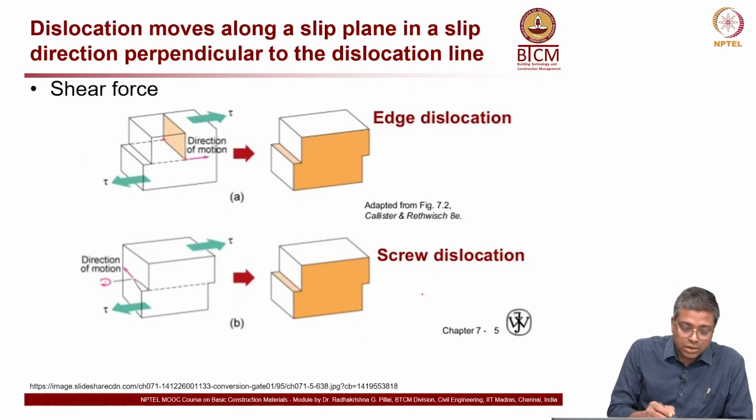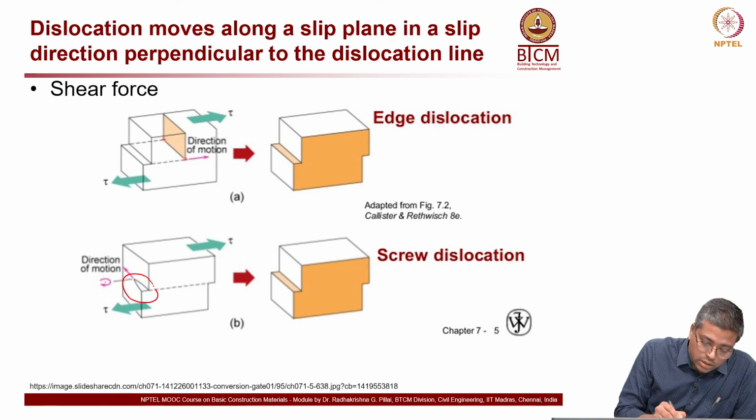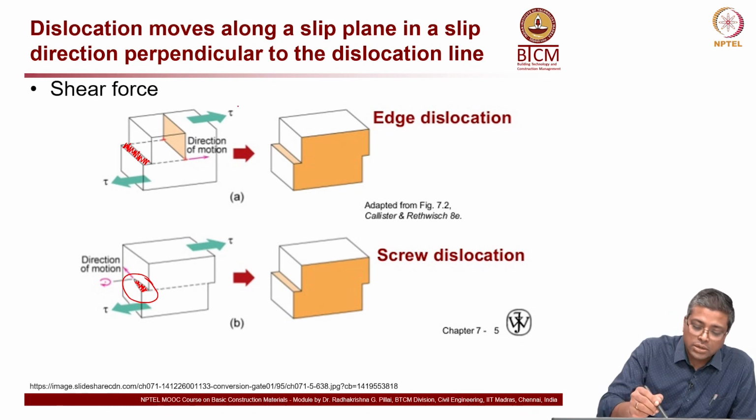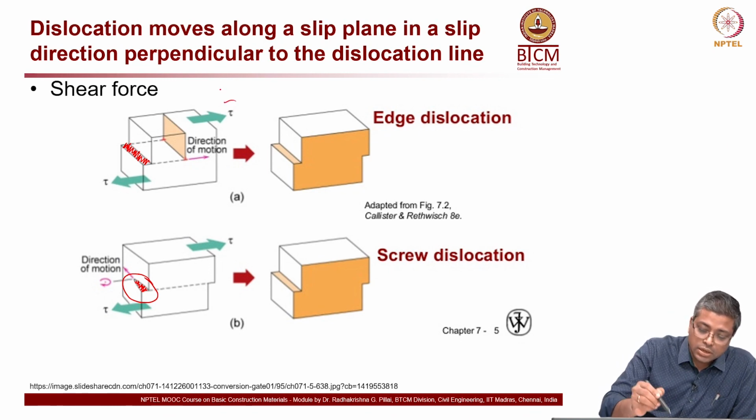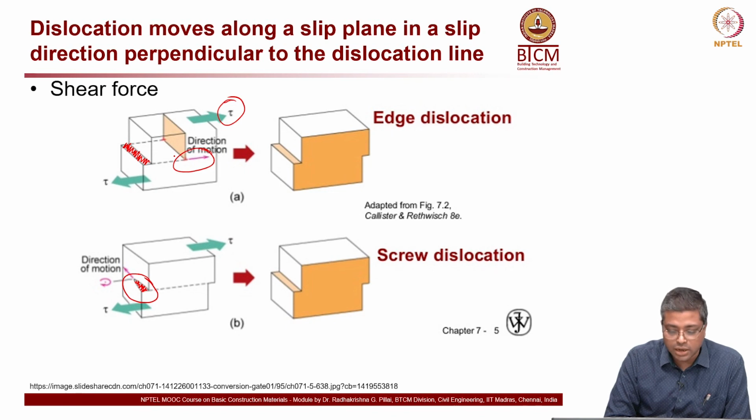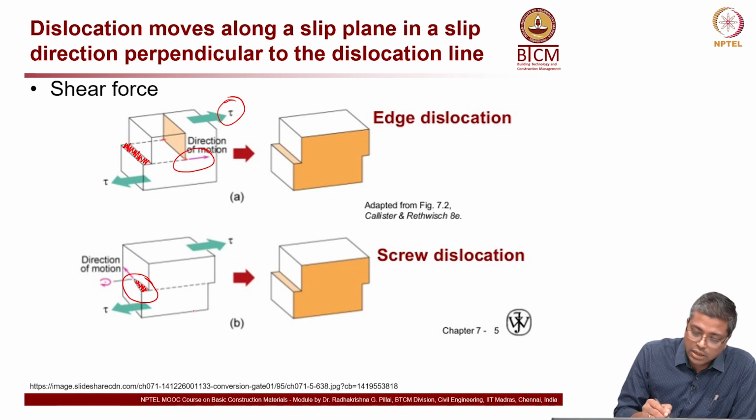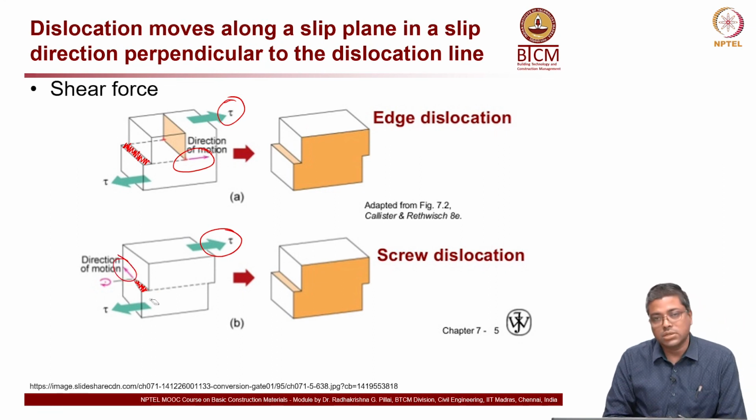So, you can see here this is what I am talking about, this region is the region which is getting sheared here, whereas in the case of edge dislocation, this is the region. So, again to recap, in case of edge dislocation, the force and the direction of motion are in the same direction, whereas in case of screw dislocation, the force and the direction of motion are perpendicular to each other, okay.